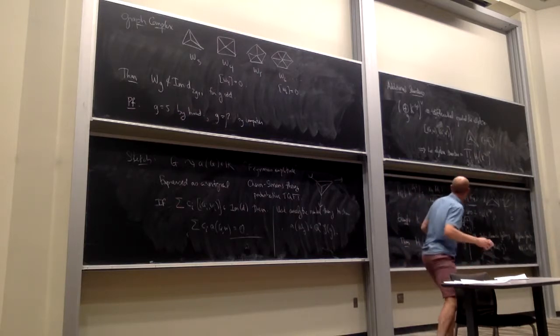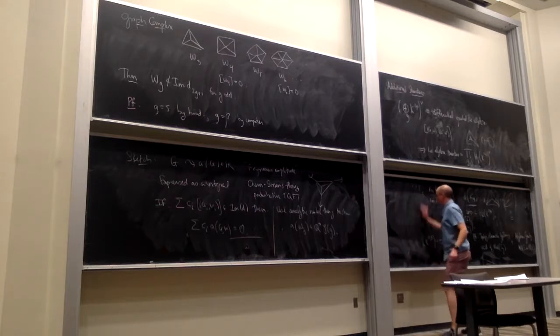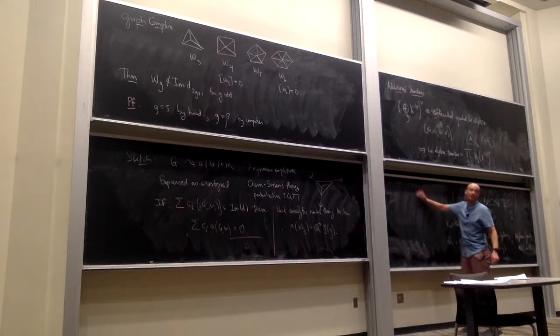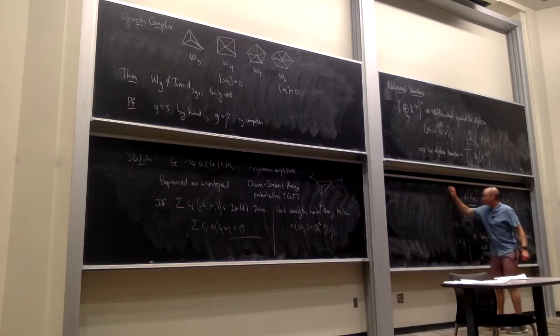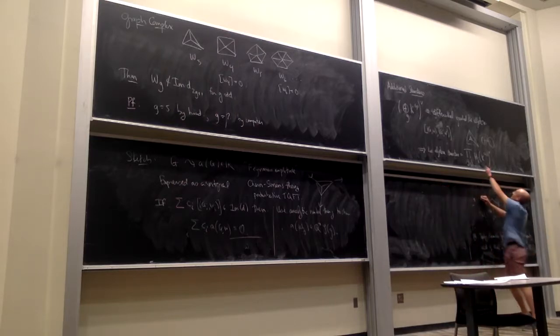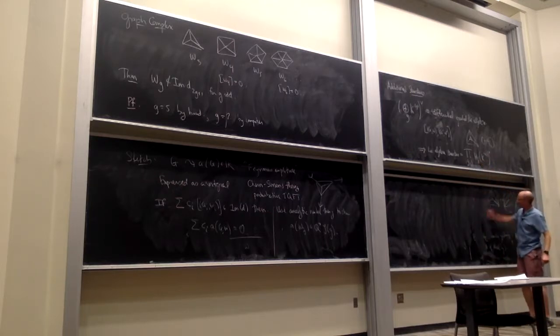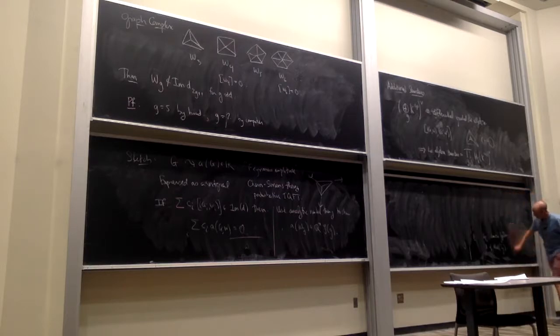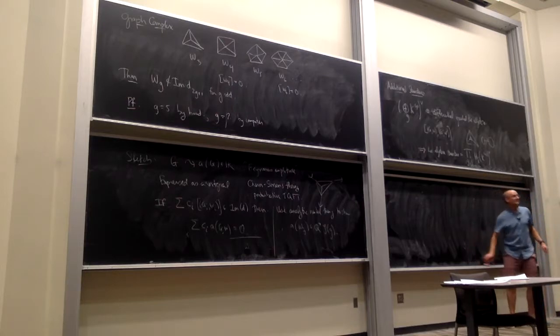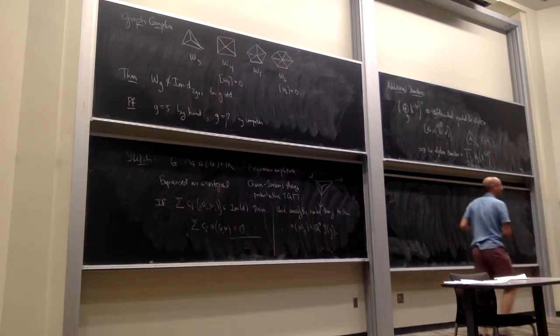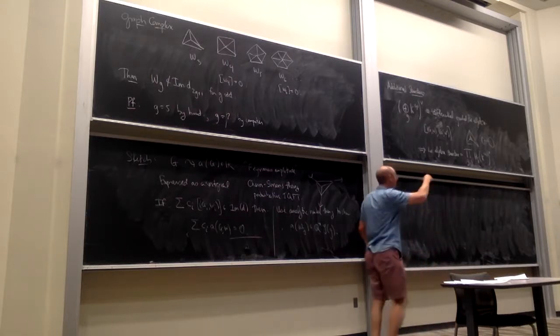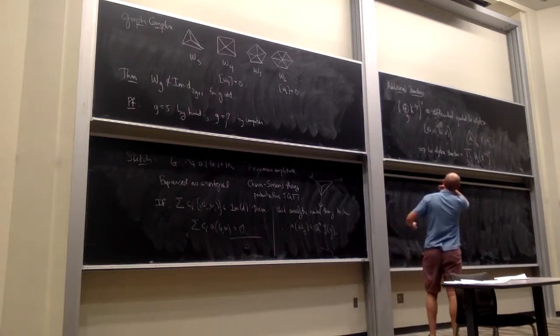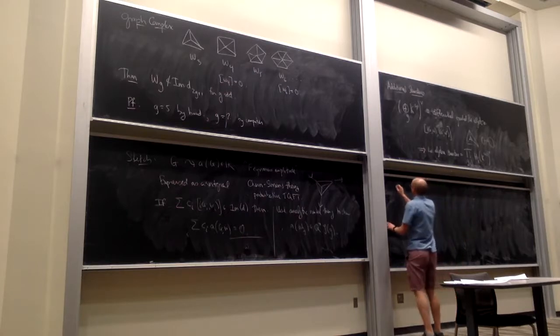So for instance, since W3 is not zero, there is some element of the dual of H6 of K3 that is non-zero. We'll call that sigma 3. And because W5 is not zero, there is some element sigma 5 in the dual that pairs non-trivially with W5, and so on for 7, 9, 11, and so on. And so here's a theorem.